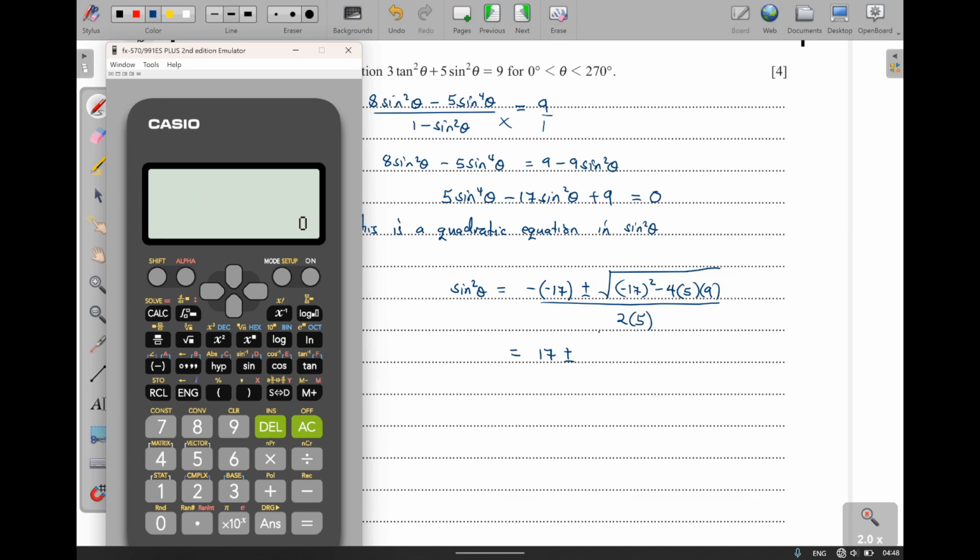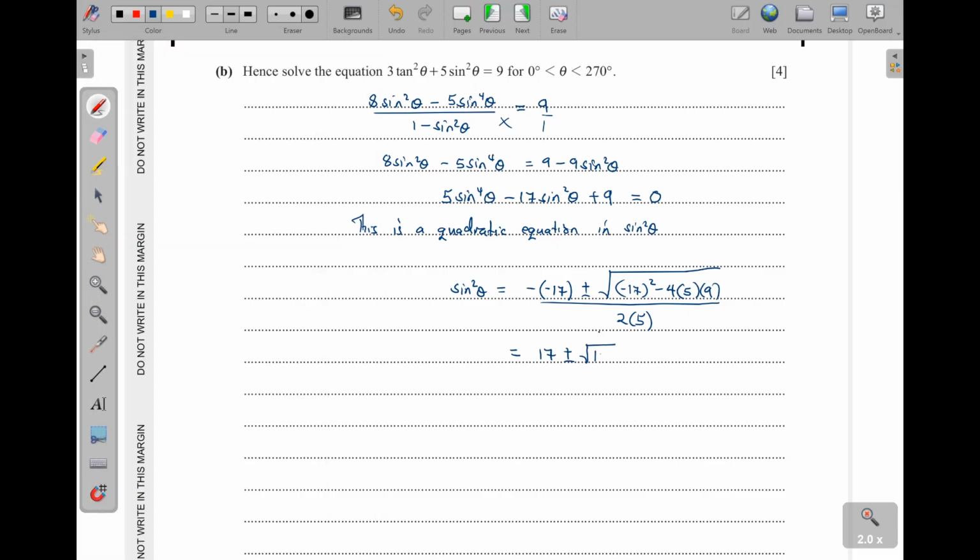Suppose you put this one in the calculator and you have 5 here, then negative 17, then the other one is 9 out of 10. You see? Now, sine squared theta, you take the plus 17 plus root of 109 over 10, and then also sine squared theta can be equal to 17 minus root of 109 over 10.